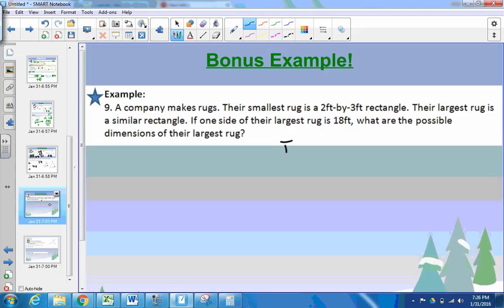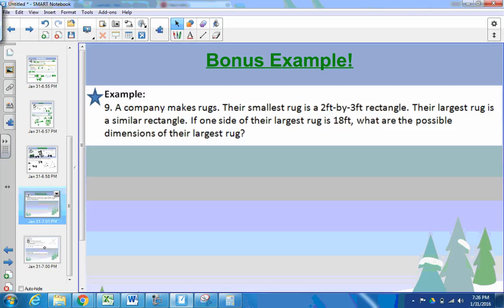There's one more example, and this is a good one. Good challenging one. This one is a bonus if you want to figure it out and bring it to me on your own, and I'll give you a piece of candy for it. But this one says a company makes rugs. Their smallest rug is a 2 feet by 3 feet rectangle. Their largest rug is a similar rectangle. If one side of their largest rug is 18 feet, what are the possible dimensions of their largest rug? So, there might be more than one answer for that.